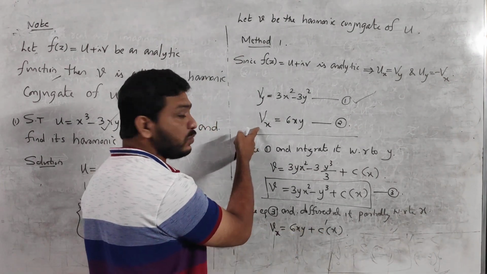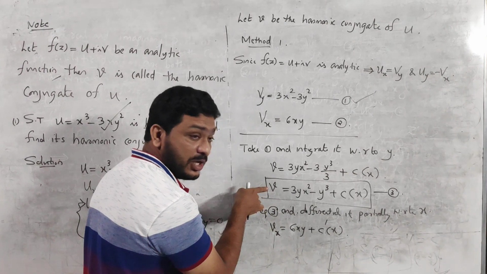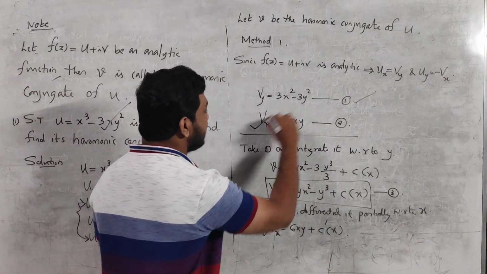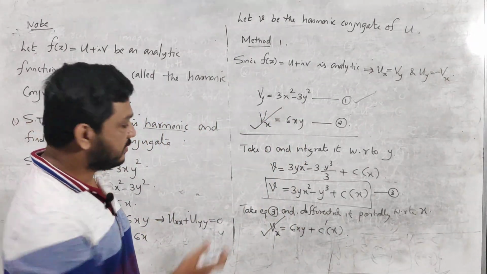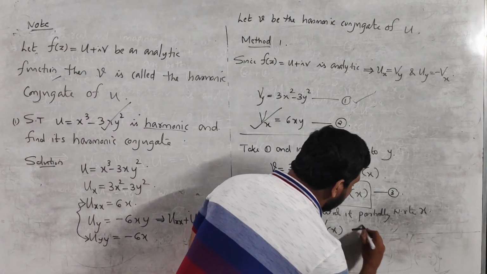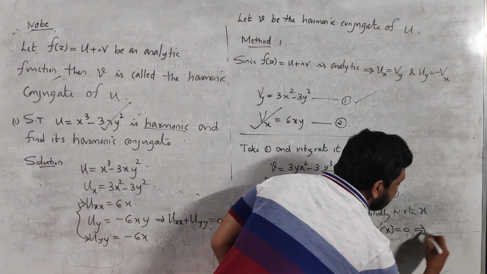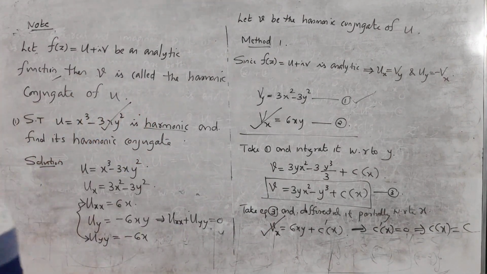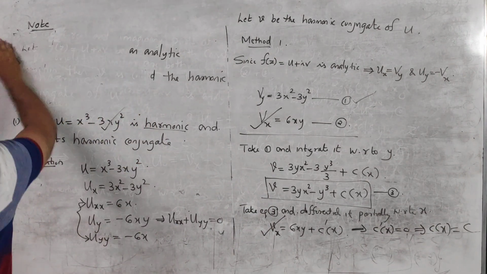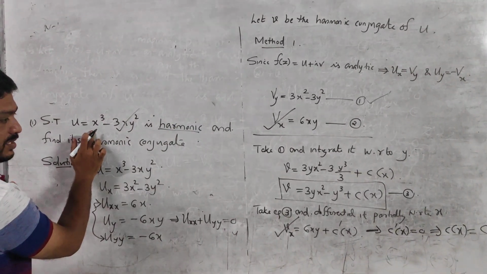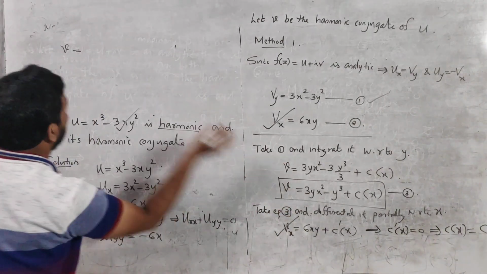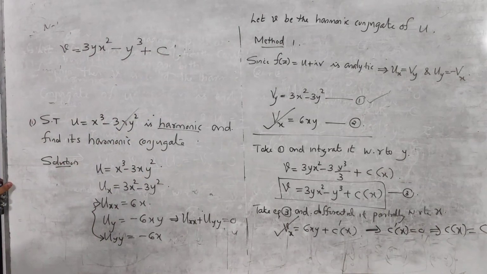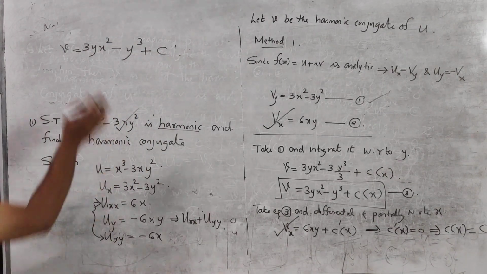So we know from 2, vx is 6xy. From equation number 3, we get vx is 6xy plus c dash of x. By comparing this and that, we get c dash of x is 0, that's why c of x is constant. Therefore we get the harmonic conjugate of this function, v is 3yx square minus y cube plus c. So this is the way for computing the harmonic conjugate.